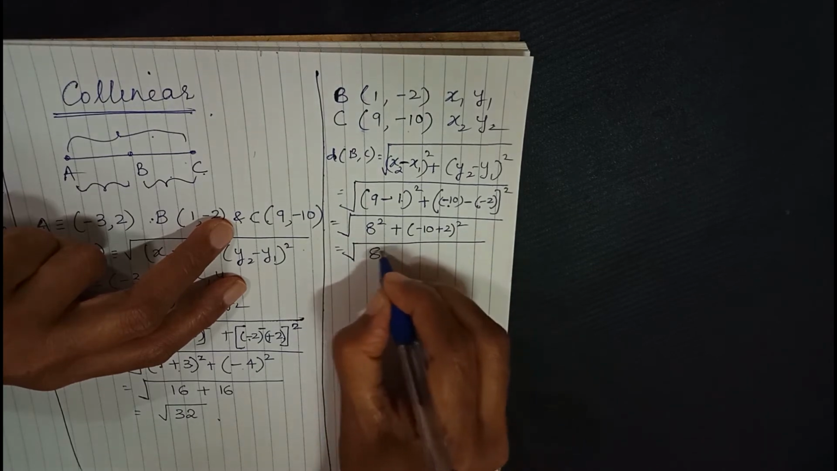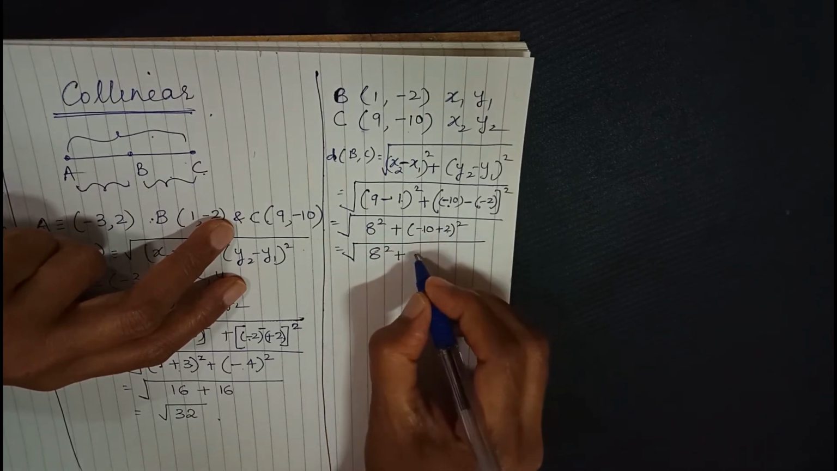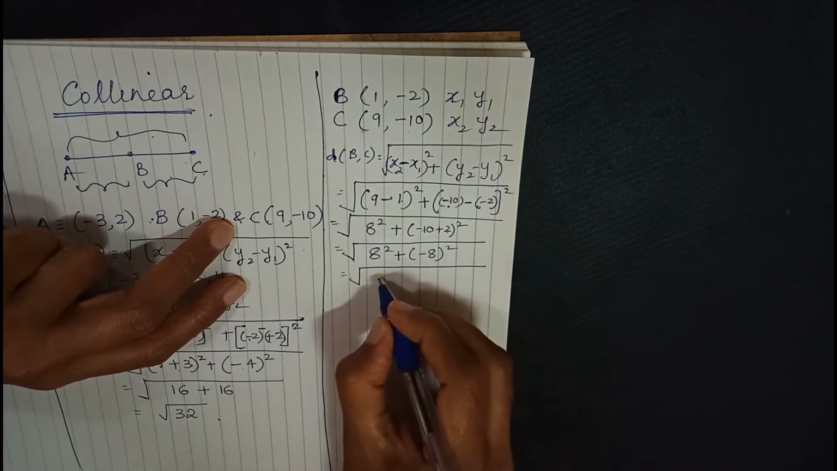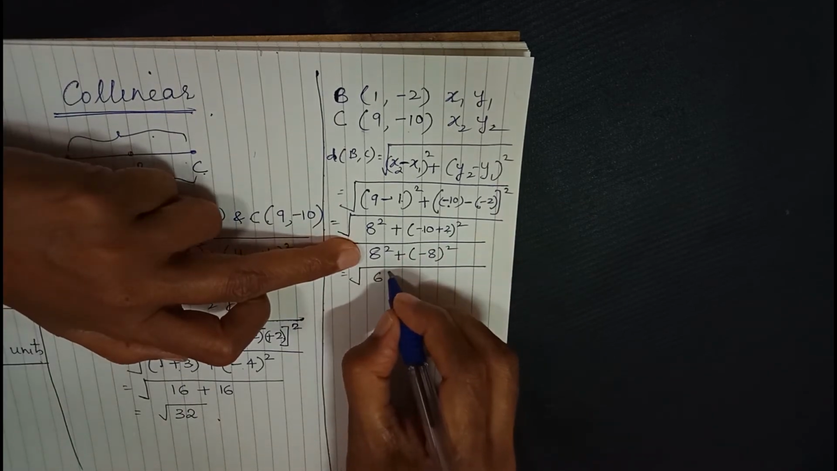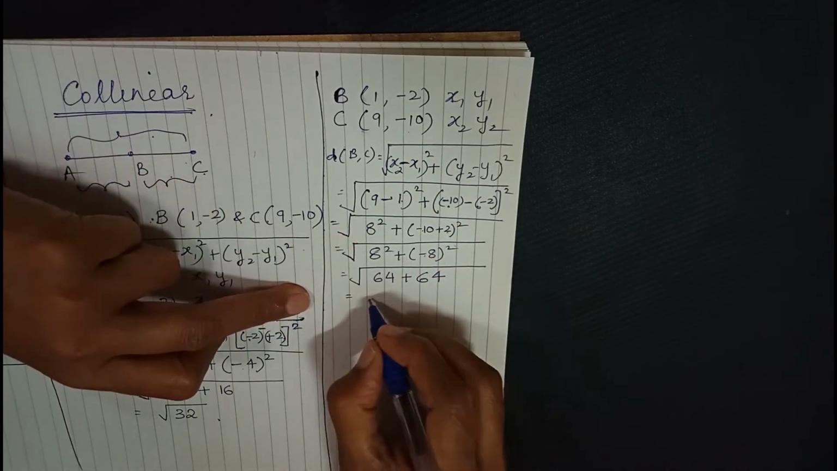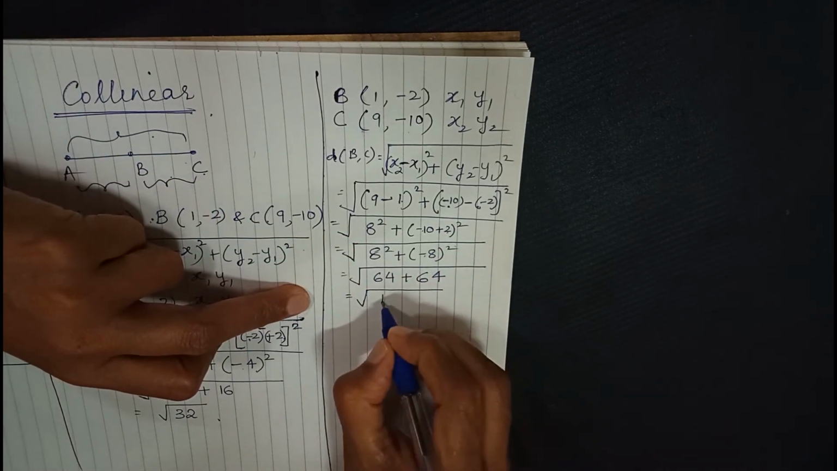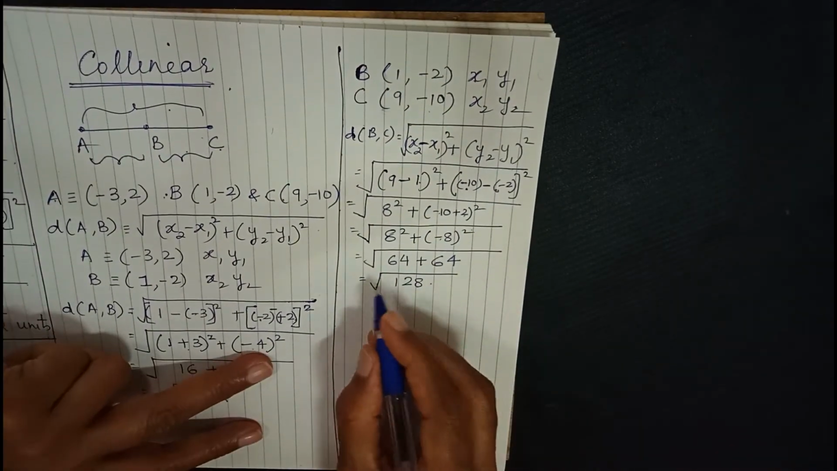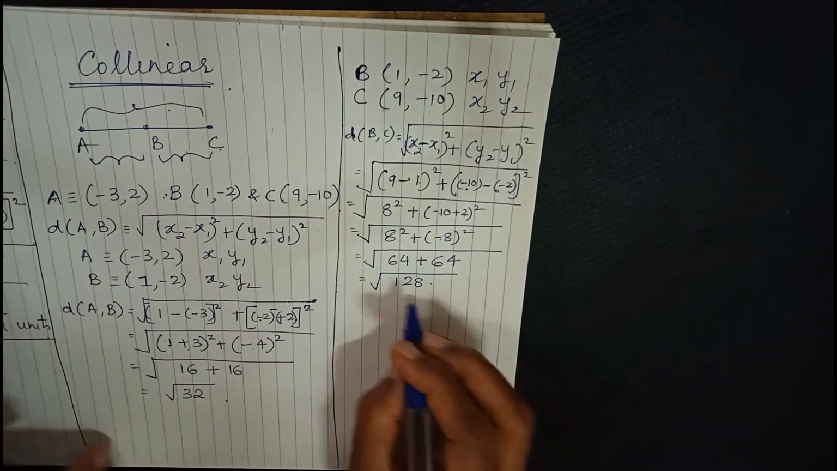So this will be nothing but 8 square. Minus 10 plus 2 is again minus 8 the whole square. So 8 square is 64 and minus 8 square is also 64. Right? So that becomes 128. Next, I leave it for the time being as it is.